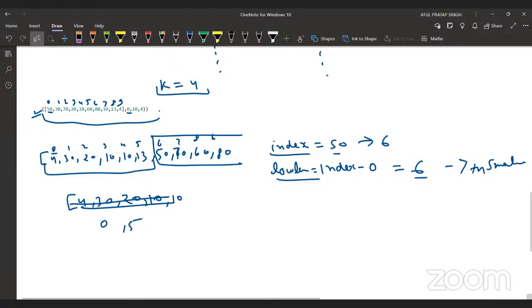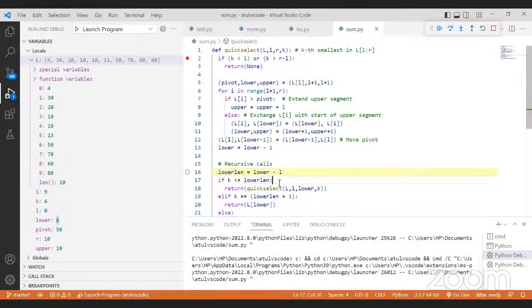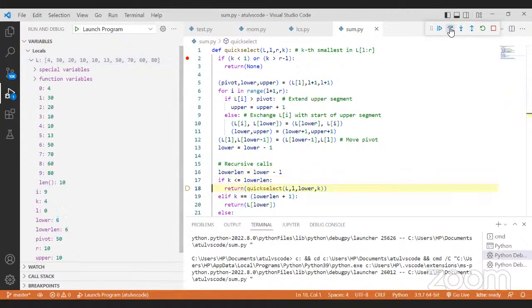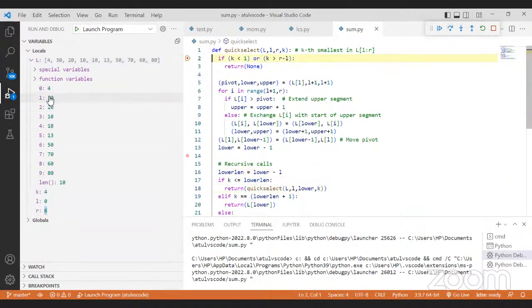So now if you perform these things, in this part this recursive call will be performed. You can perform this action. Now this part will be performed. Now you can see what are the L value and what are the R value.